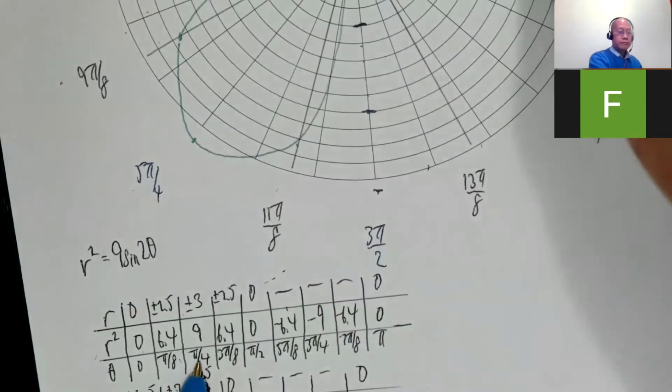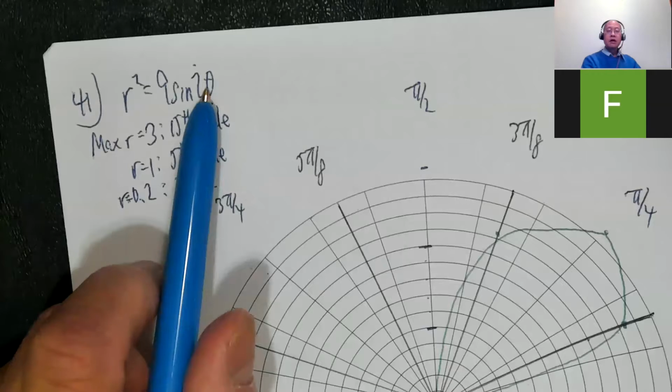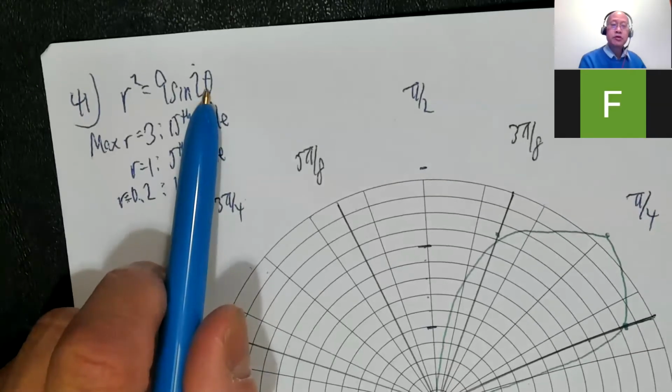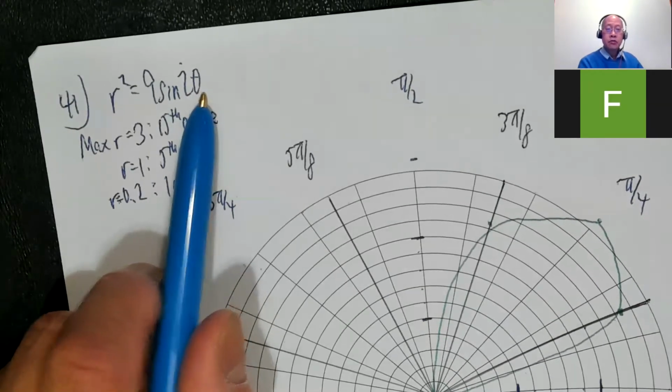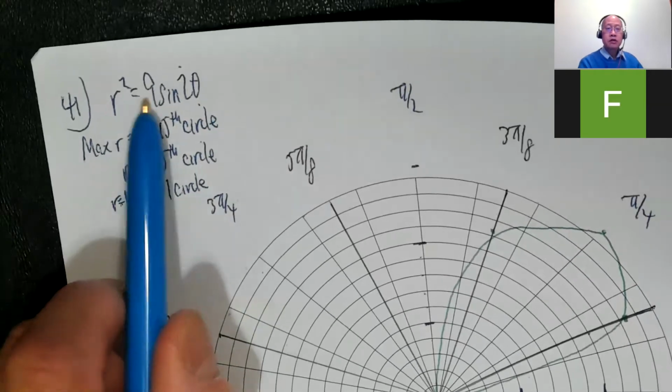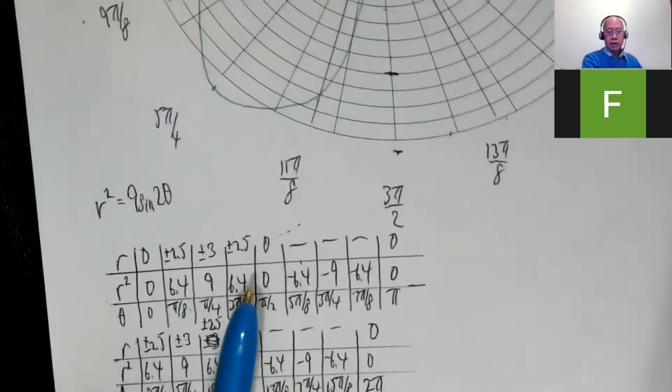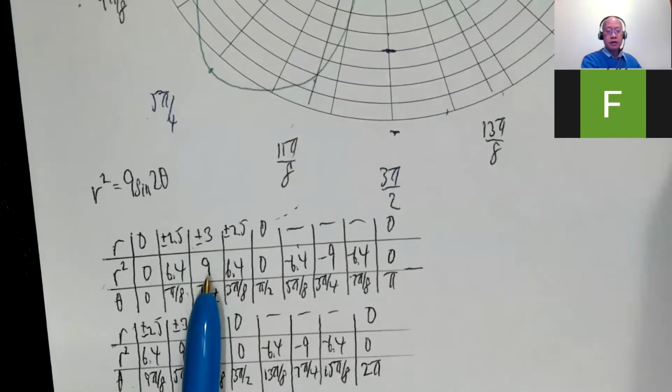Plug in pi over 4. I'm taking the sine of 2 pi over 4, which is pi over 2. Sine of pi over 2 is 1. 1 times 9 is 9. R squared is 9 means r is plus or minus 3.